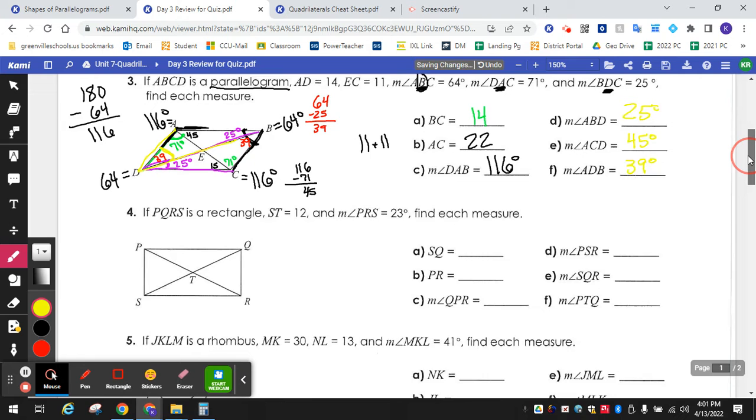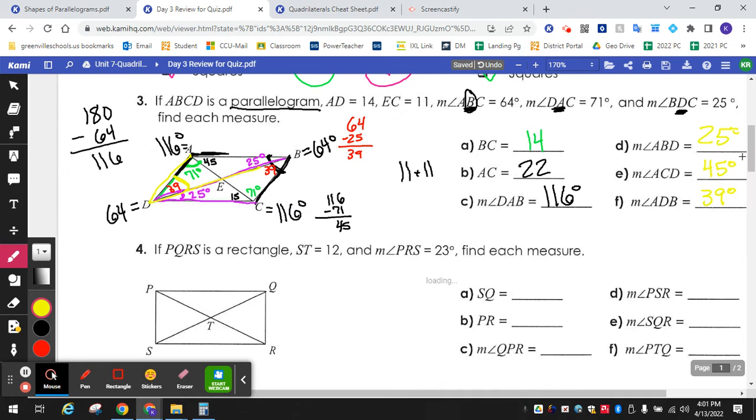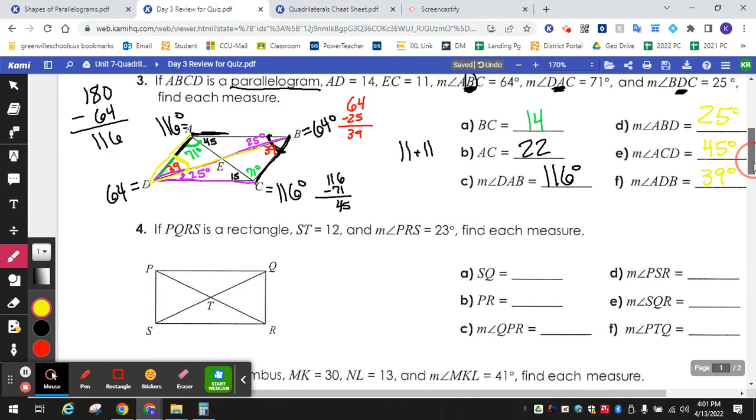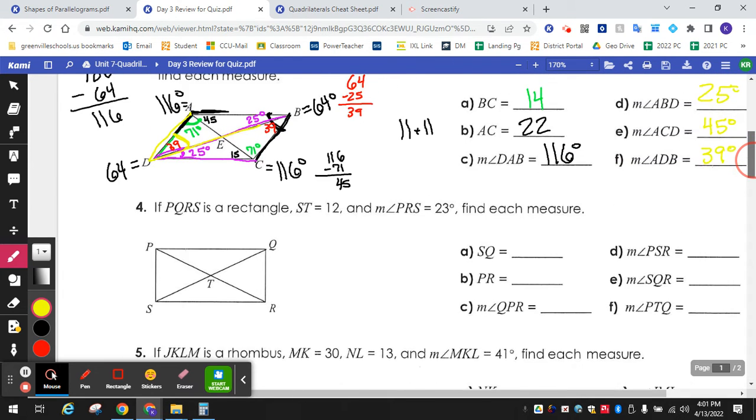All right, if this didn't make sense to you, go watch it again. Slow it down. Change the speed to 0.5, 0.7. If that's not what's making sense to you. All right, let's do the next one.